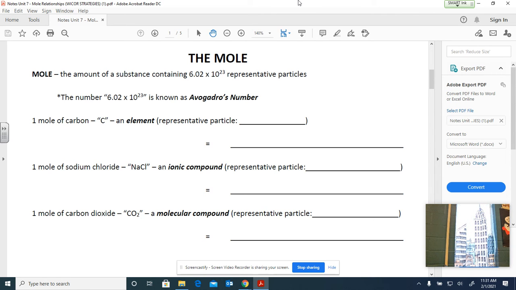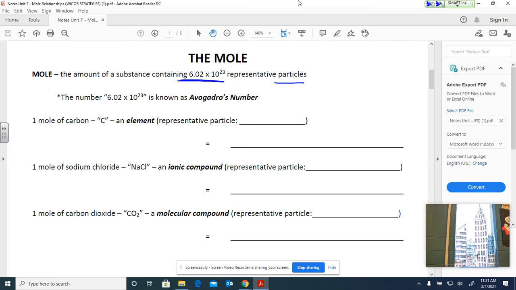So the mole, I know it sounds weird when we have the mole that's an animal, we have moles on our face. That is not what it is. Why they decided on this name, I don't know. It is a silly name. But what it means is the amount of a substance that contains 6.02 times 10 to the 23rd particles. Now, that is a giant number. But here is the reason.